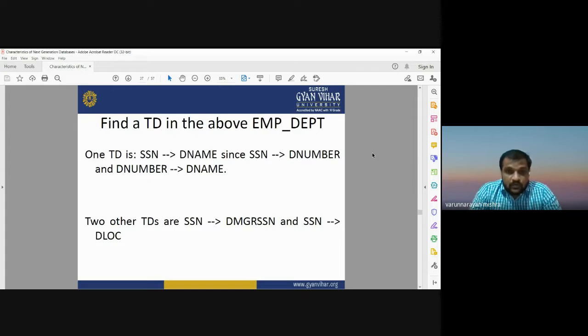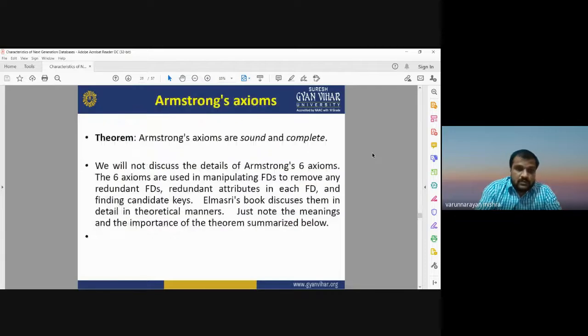Okay, so how do we find a TD in the above employee department example? There is an example having the details about the employee and department. One transitive dependency is SSN to D name, since SSN to D number and D number to D name. Two other TDs are SSN to D manager, and SSN to D location.